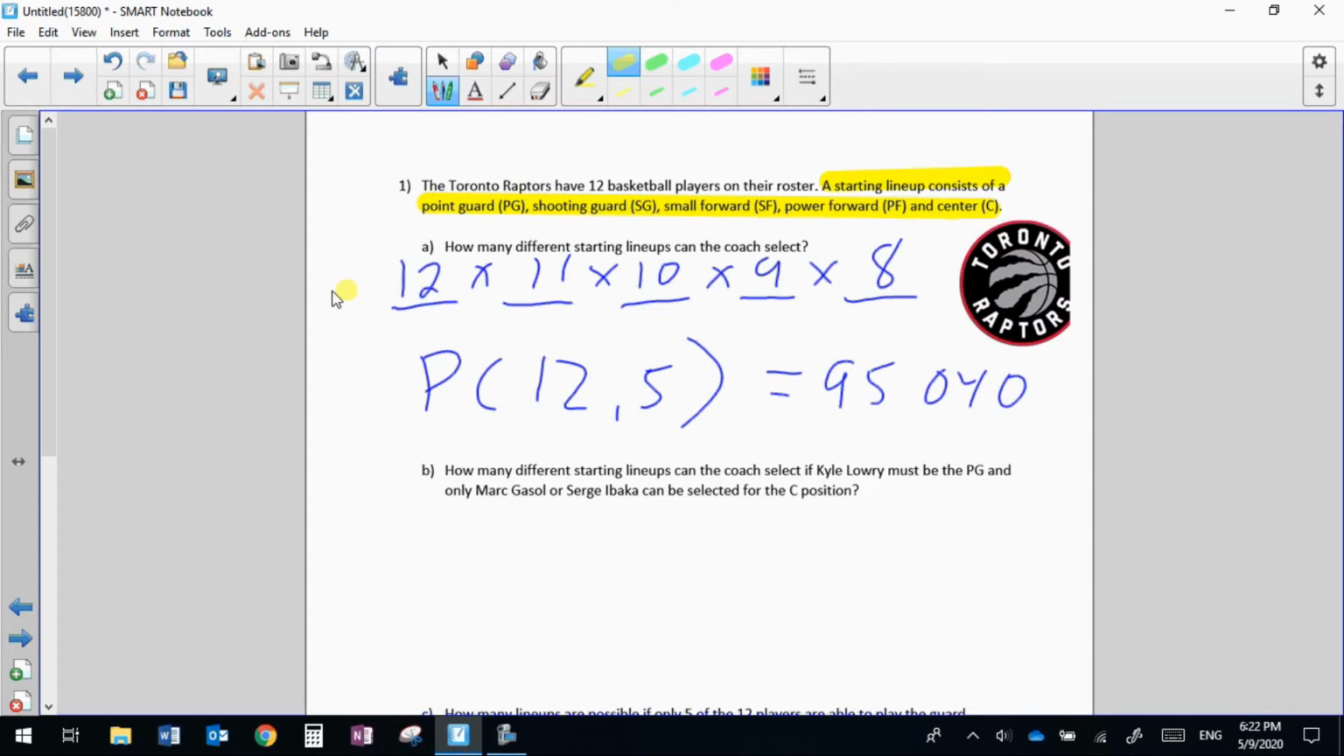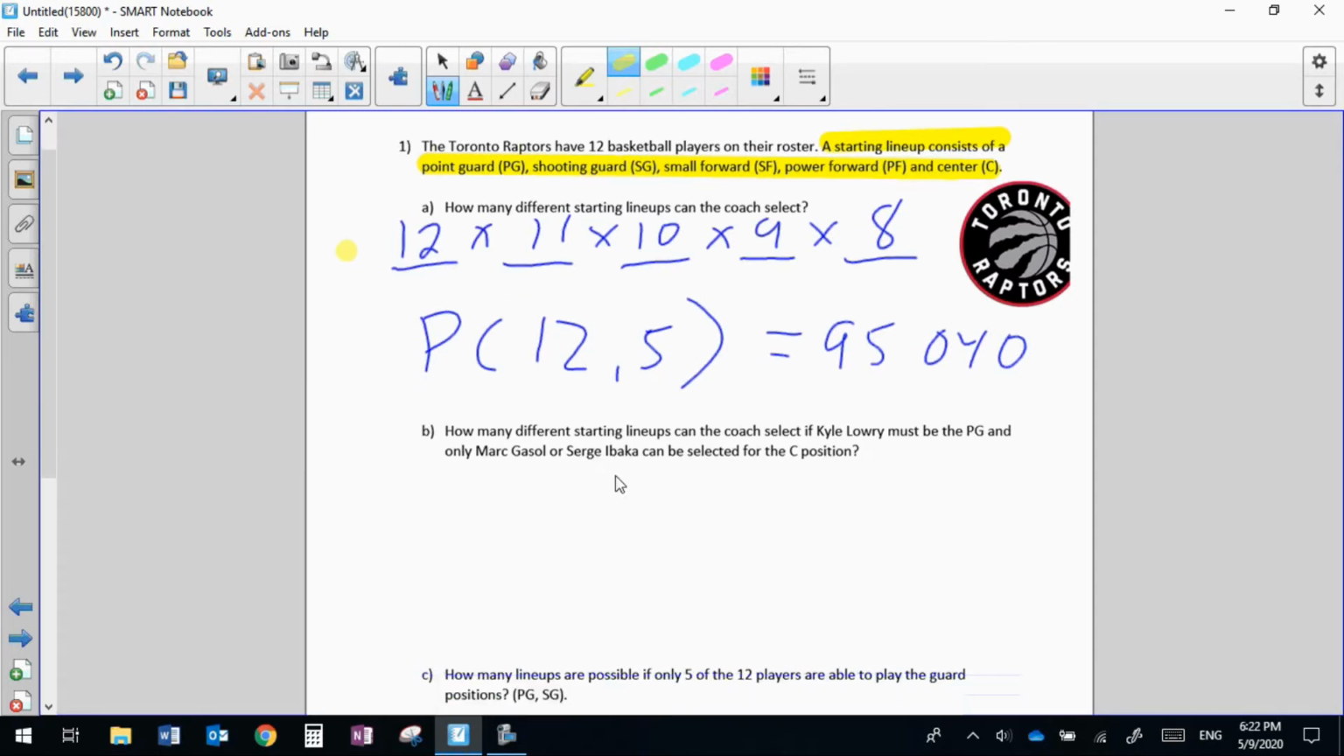So I'm assigning an order to each player in the starting lineup that corresponds to the position they're going to play in that game. How many different starting lineups can the coach select if Kyle Lowry has to be the starting point guard and only Marc Gasol or Serge Ibaka can be selected for center?